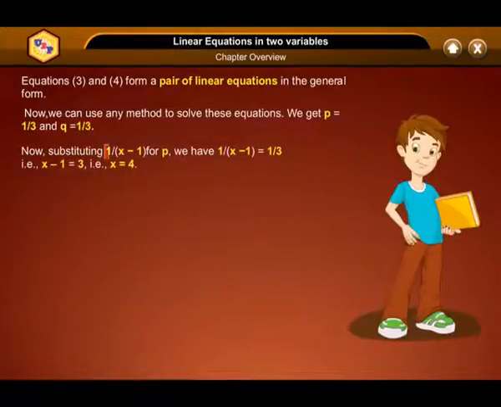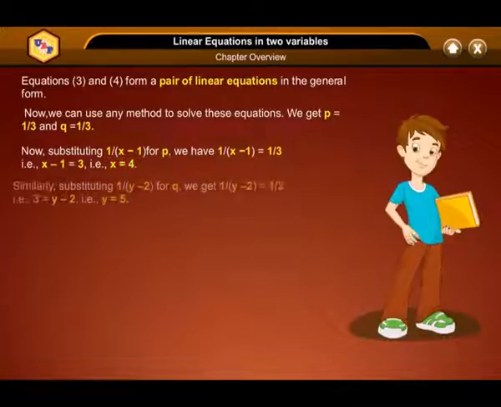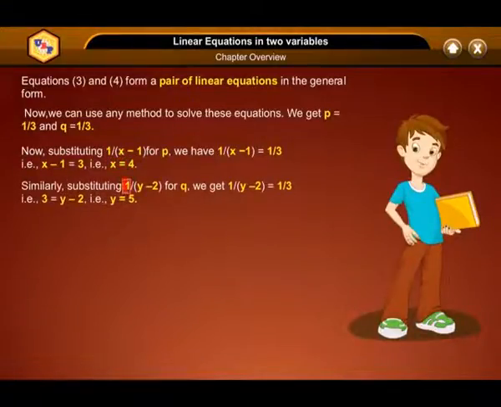Now, substituting 1/(x-1) for p, we have 1/(x-1) = 1/3. That is, x - 1 = 3, that is, x = 4. Similarly, substituting 1/(y-2) for q, we get 1/(y-2) = 1/3. That is, 3 = y - 2, that is, y = 5.